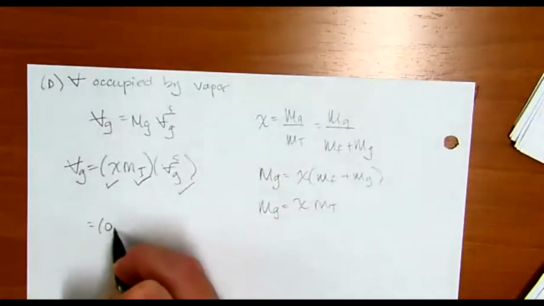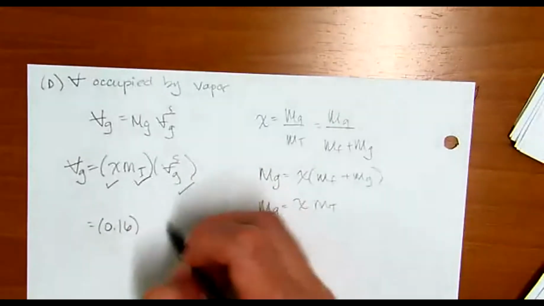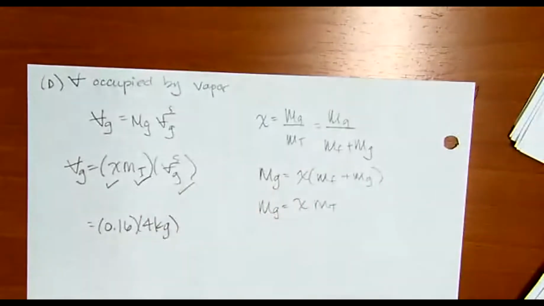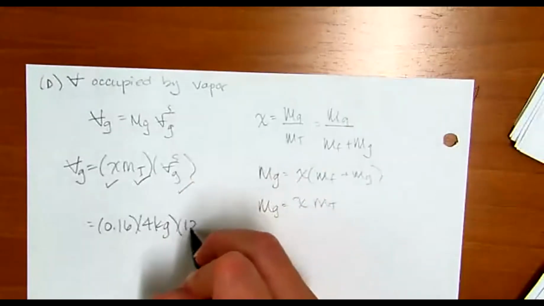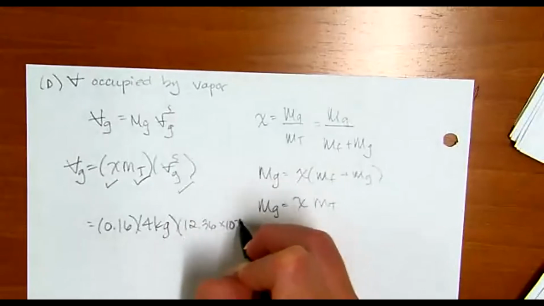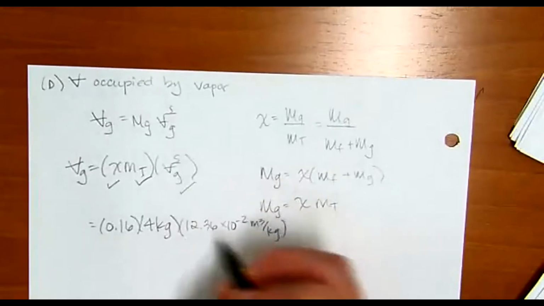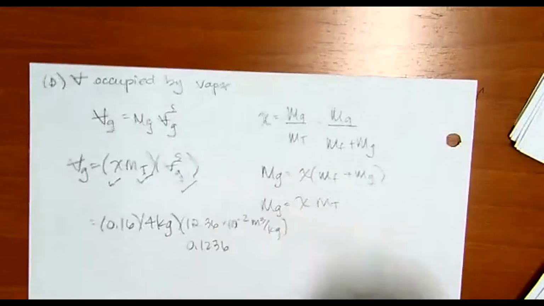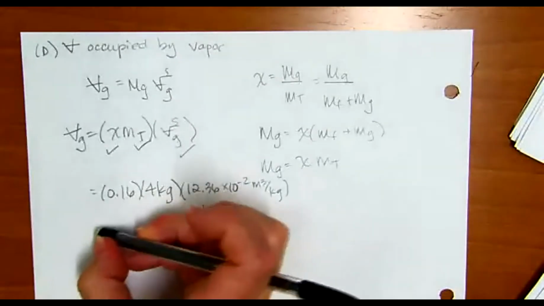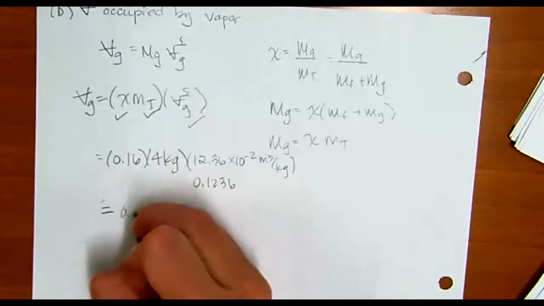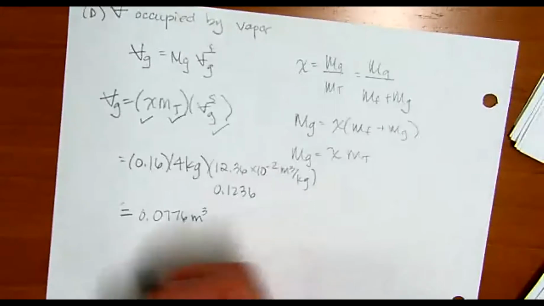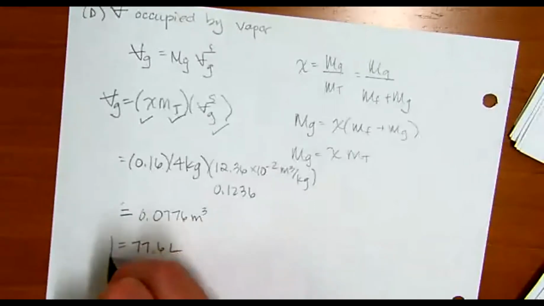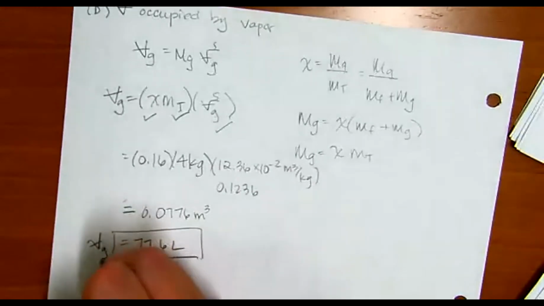So now we can just do 0.16 as our quality times 4 kilograms, which is given in the problem statement, times our specific volume of our gas, which we looked up in table 8-12, which is 12.36 times 10 to the negative 2 cubic meter per kilogram, or 0.1236. So then this equals 0.0776 cubic meters. And if we want to convert back to liters, this is going to be 77.6 liters, which is the volume occupied by our vapor.